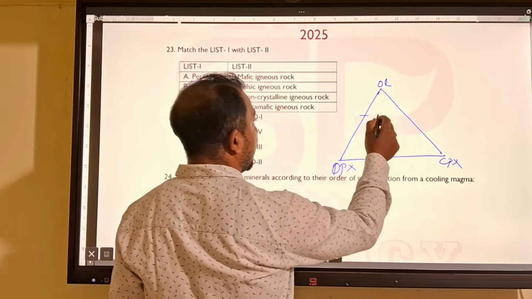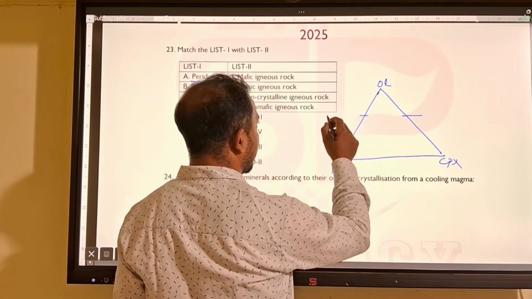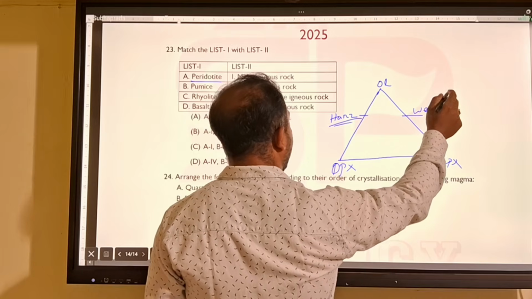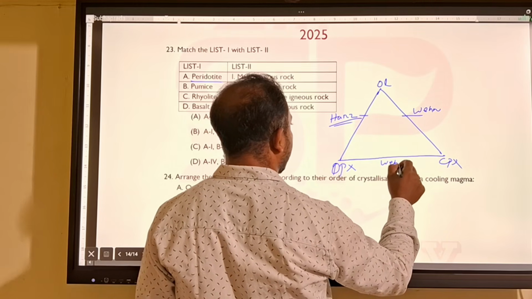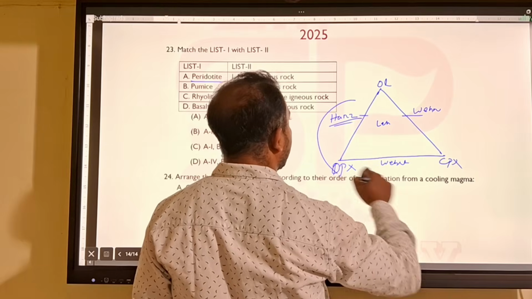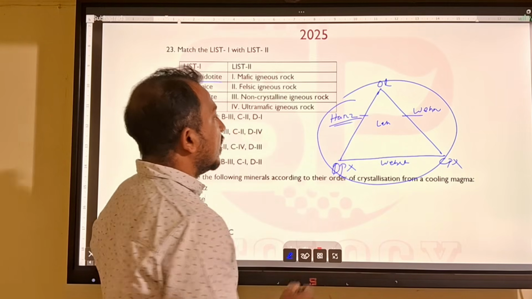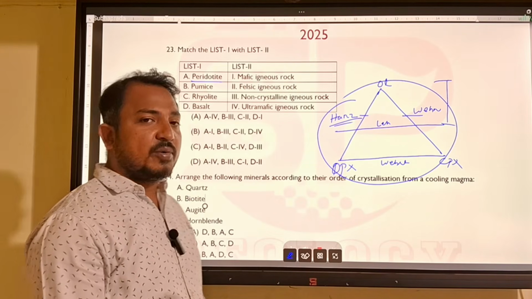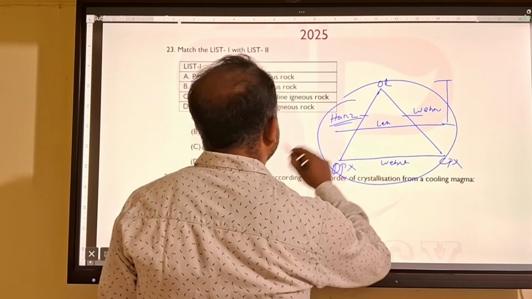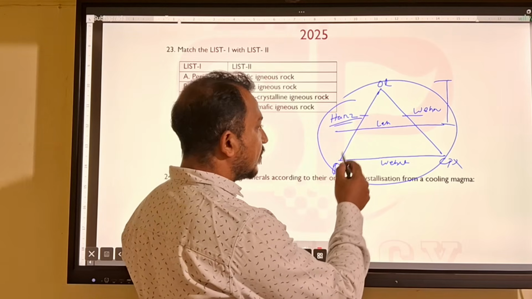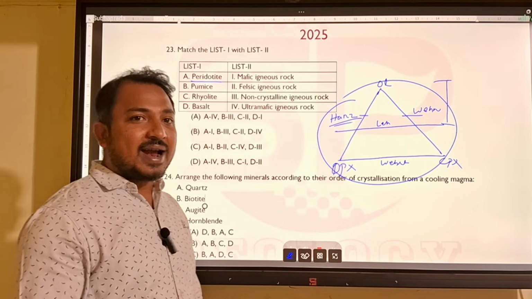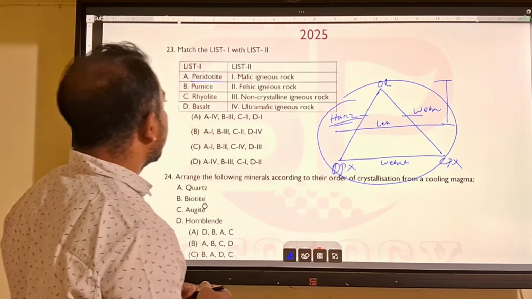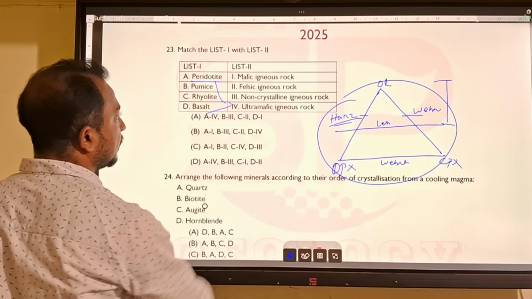So olivine and OPX produce harzburgite. This is wehrlite, this is websterite, and this is lherzolite. All these rocks, your harzburgite, lherzolite, websterite, are all peridotite-type rocks. So they all contain olivine and pyroxene. That means they contain magnesium and iron up to 90% or above, more than 90%. So peridotite is an ultramafic igneous rock.